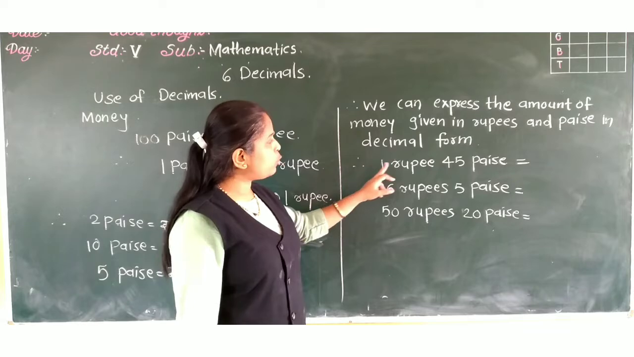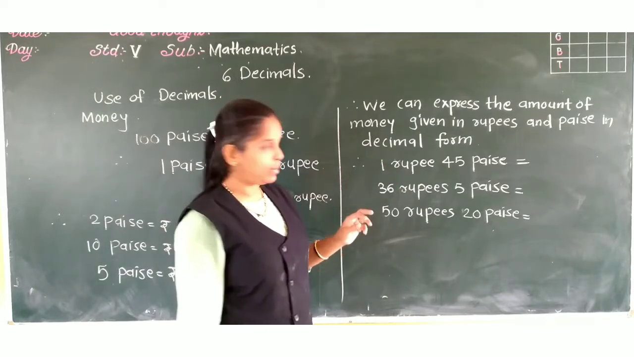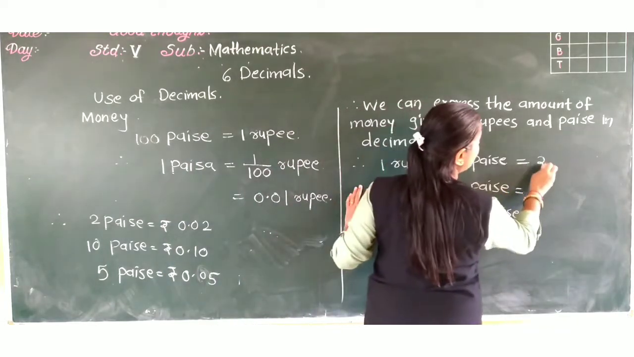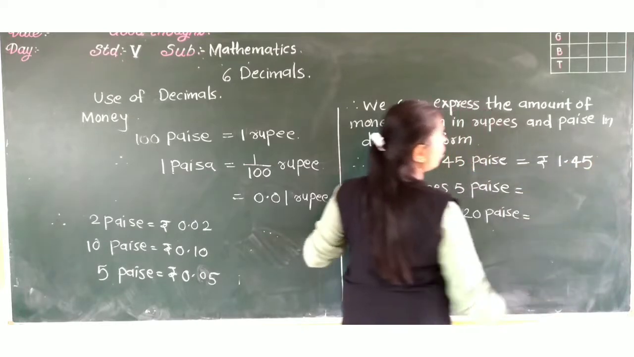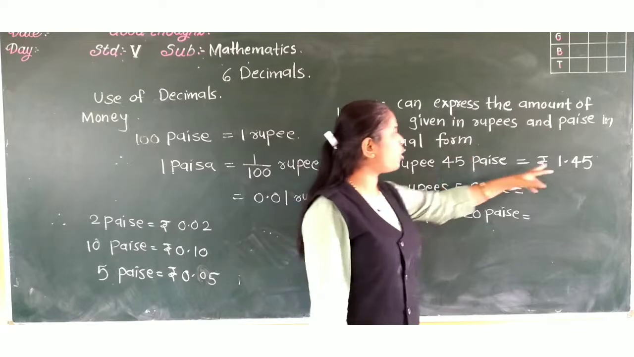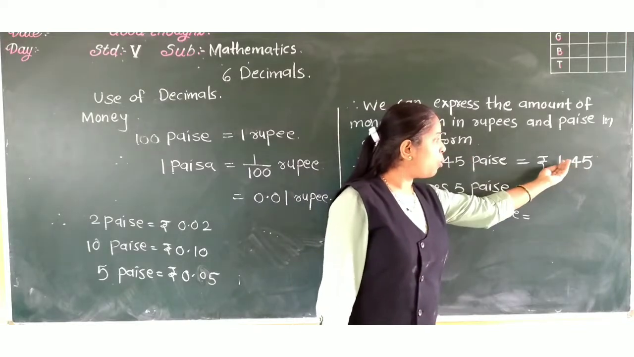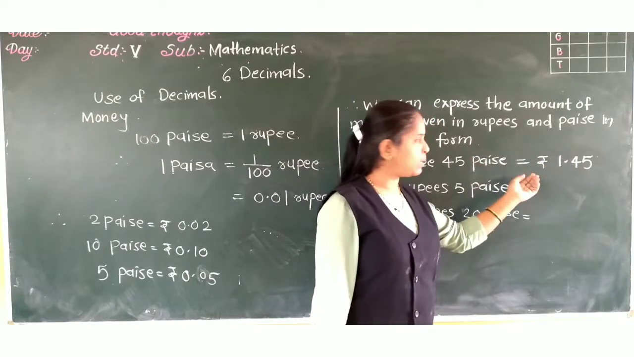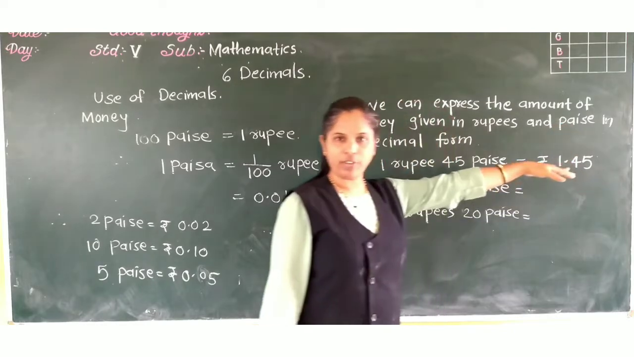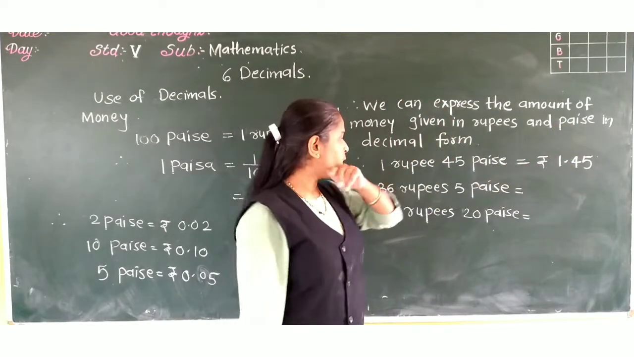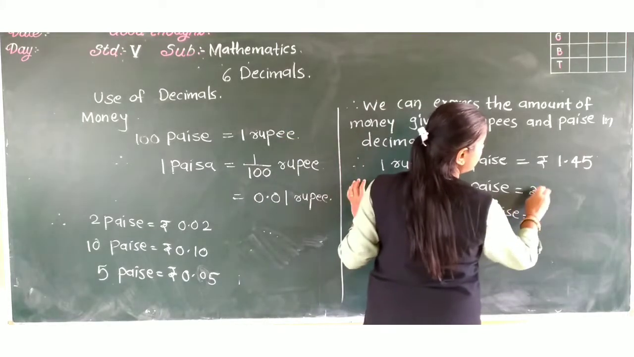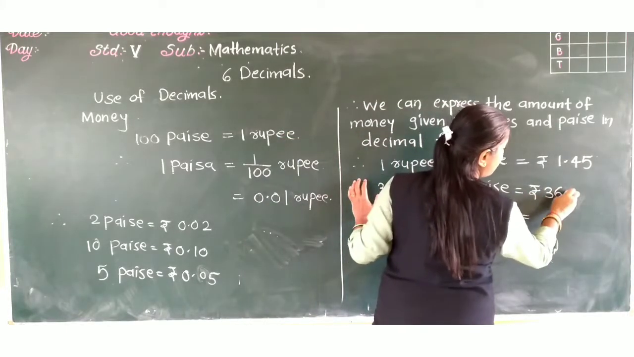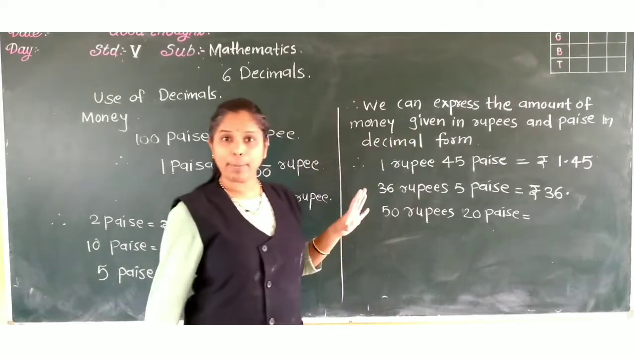See here, 1 rupee 45 paise means how to write? Rupees 1.45. What does it mean? 1 rupee 45 paise. Rupees will be before the decimal and paise will be after the decimal. We have to write. Next, 36 rupees 5 paise. So how to write? Rupees 36, decimal point, 5 paise.